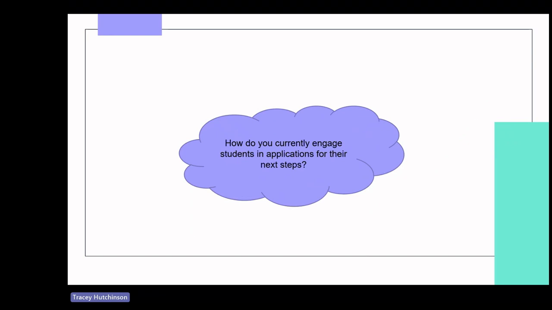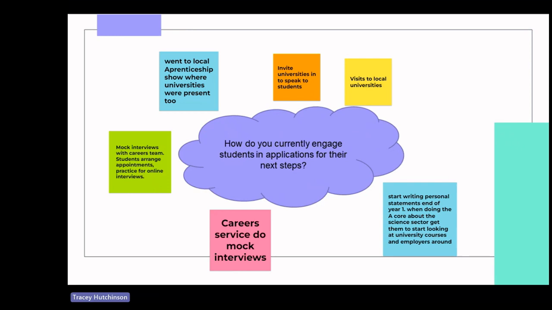So how do you currently engage students in the applications for their next steps? We have a few ideas here, which was really great. One provider says that they went to local apprenticeship shows where universities were present too. They invited universities to speak, or visited local universities, and did loads of mock interviews with career teams, student-arranged appointments and practice online interviews, as well as in-person interviews, because they're very different communication methods, and students can often be asked to do either an in-person or an online interview now.